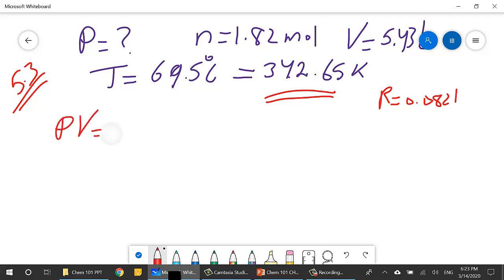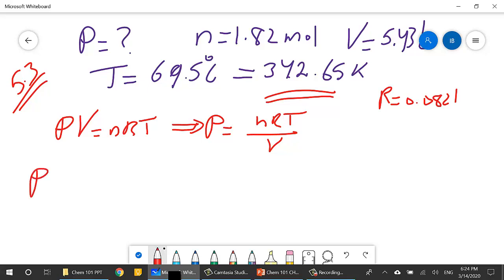PV is equal to nRT. So I need the pressure. So the pressure is equal to nRT over volume. I just divided both sides of the equation by volume. I got this one. So in this case, the pressure is equal to the number of moles. And it's very important in these questions to put the units, because this will ensure that the units cancel out and you're doing the right thing.